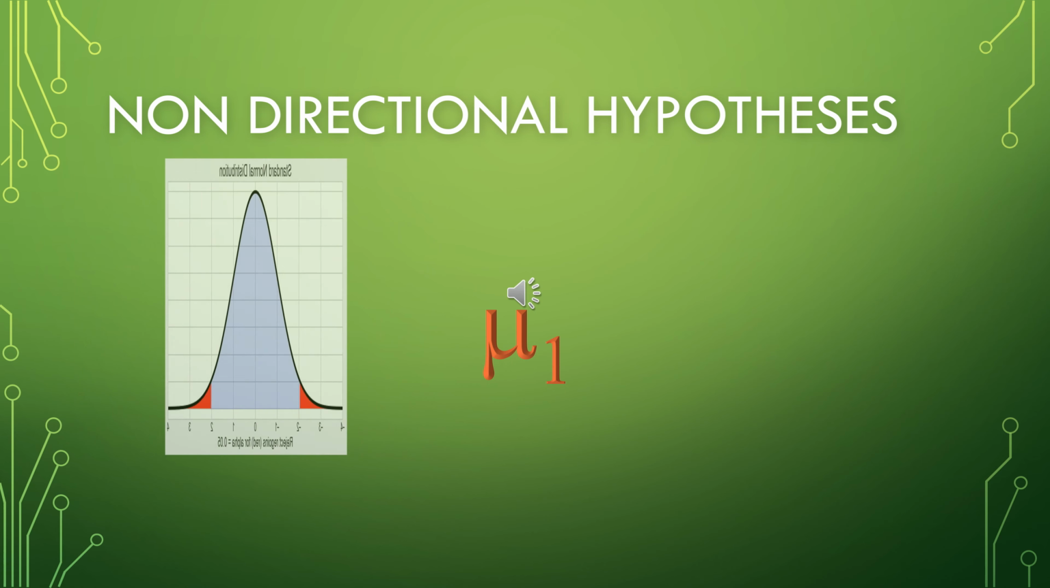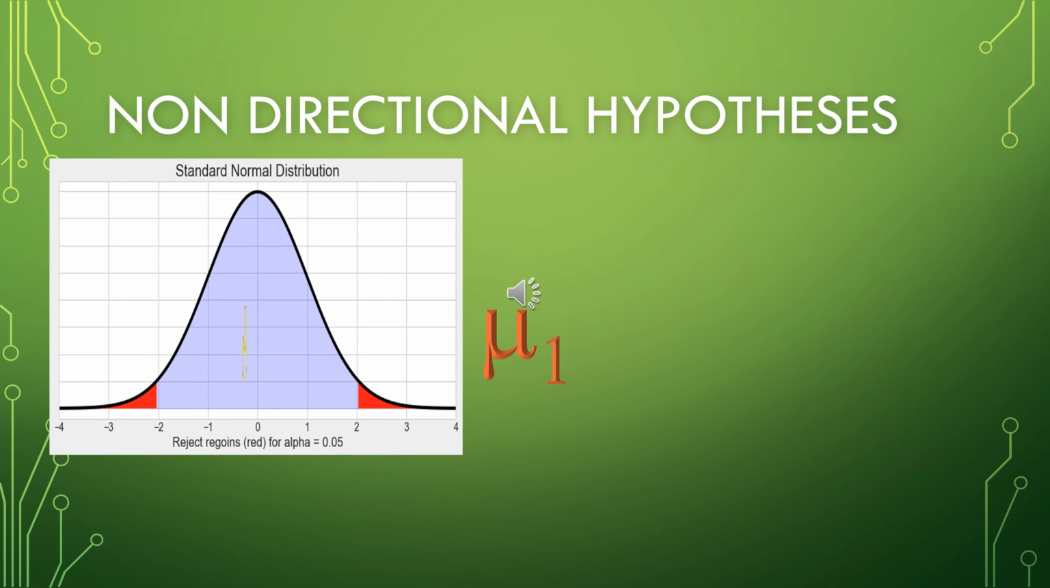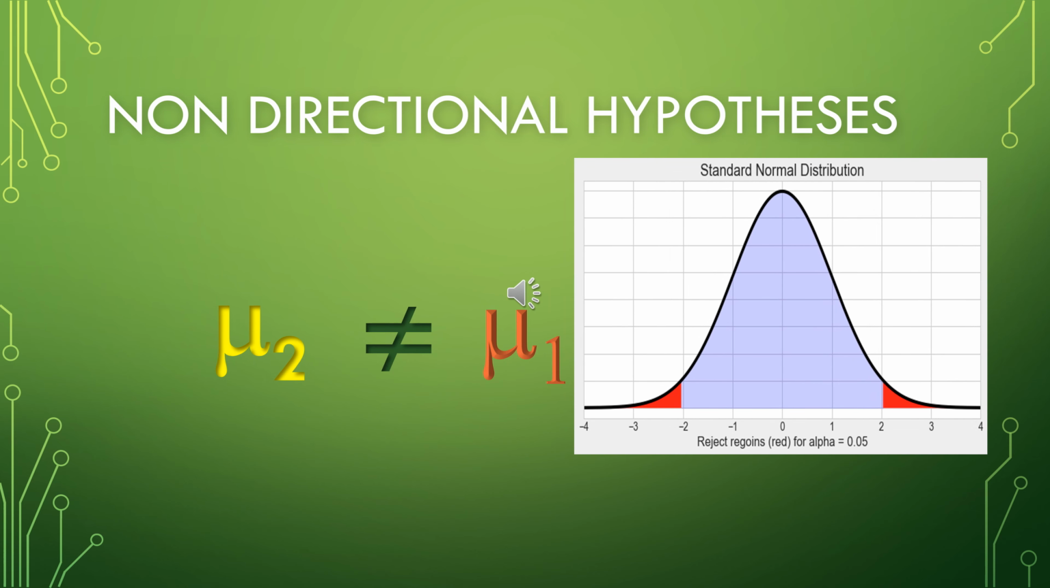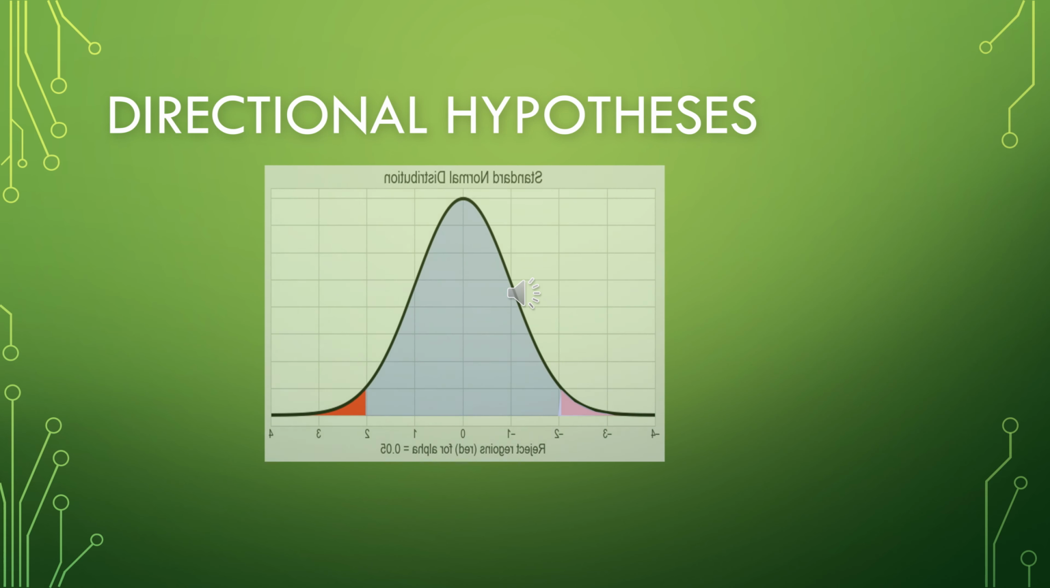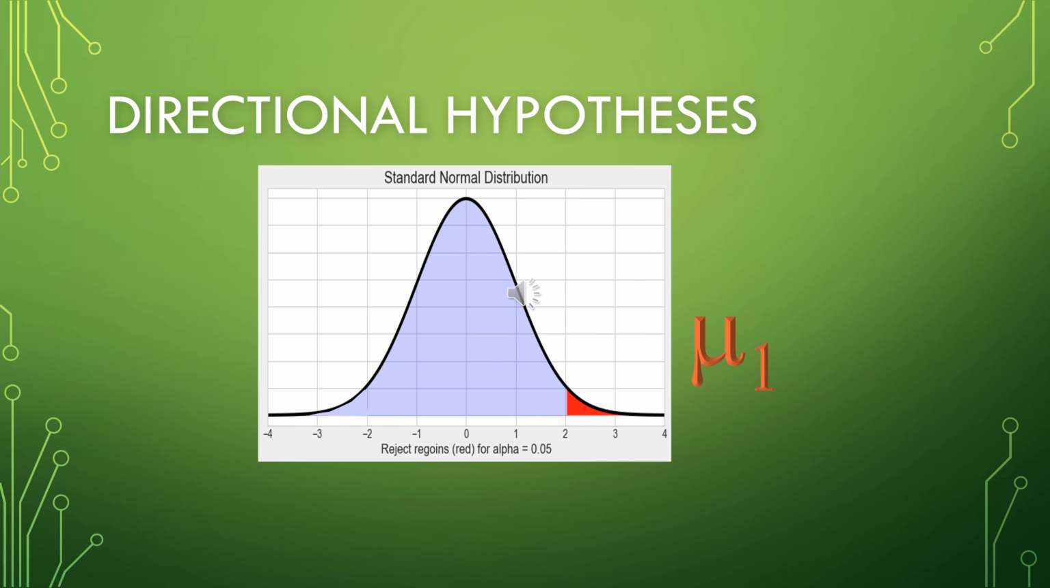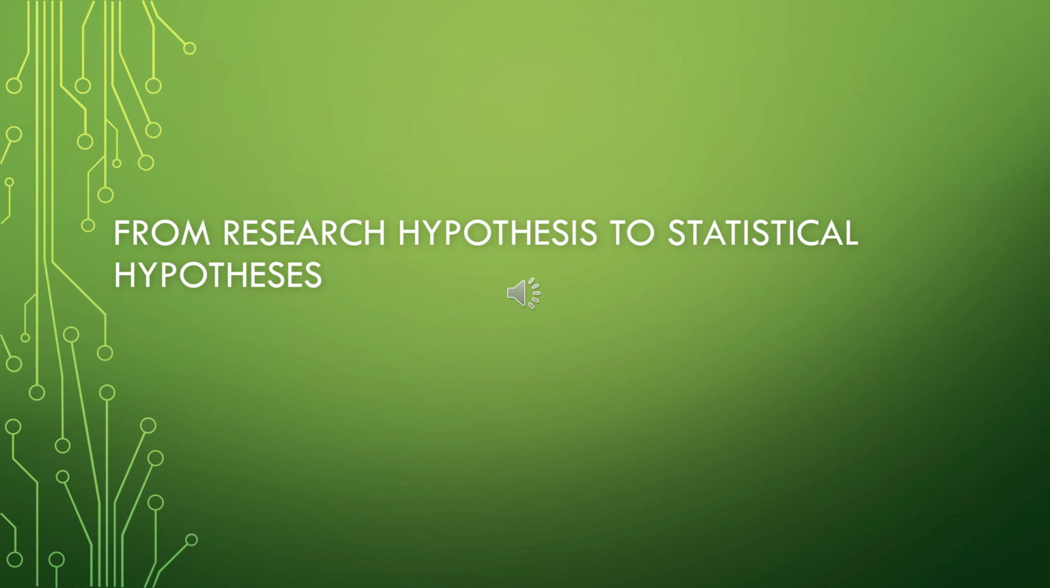Non-directional hypotheses do not specify a direction and result in two-tailed tests. These relation symbols correspond to words like different, more or less, not the same, so not equal to. Directional hypotheses do specify a direction and result in one-tailed tests. The words that you look for to know that you're dealing with a directional hypothesis might be greater, lesser, more, less, higher, lower. So now we need to move from a research hypothesis to two statistical hypotheses, the alternative and the null.